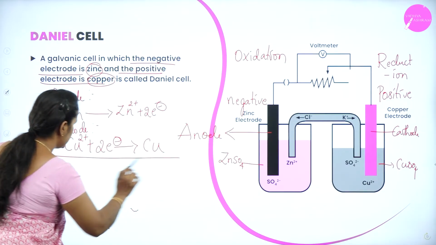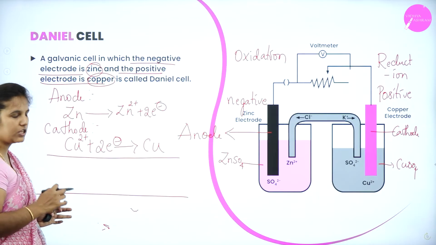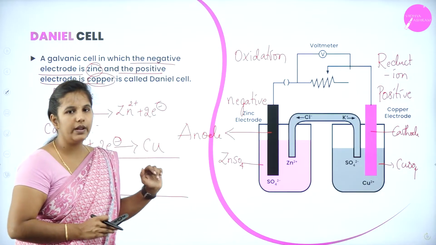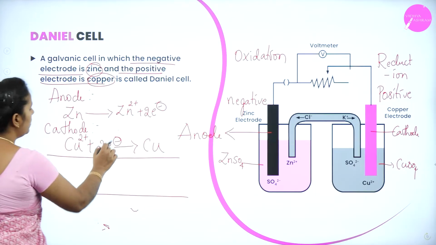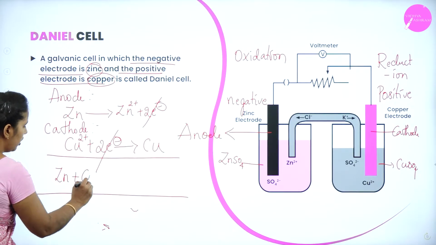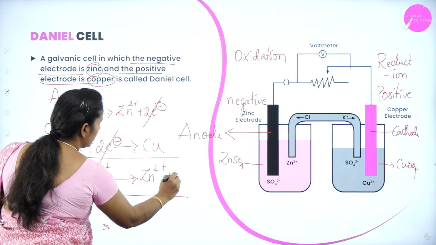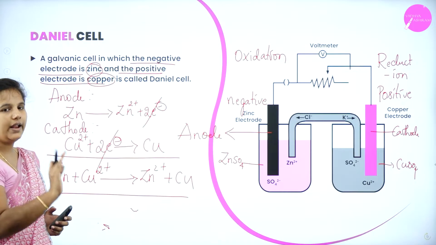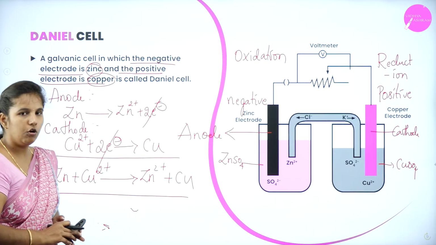Now, if I summarize these two equations, what will you get? The first one is oxidation, the second one is reduction. In one half cell, only oxidation takes place. In the other half cell, only reduction takes place. If you add these two, you will get a redox reaction. Now I can cancel the 2 electrons and write Zn plus Cu2+ gives rise to Zn2+ plus Cu. Understood? So this is the entire equation for the cell reaction which takes place in the Daniell cell. Hope you all understood.